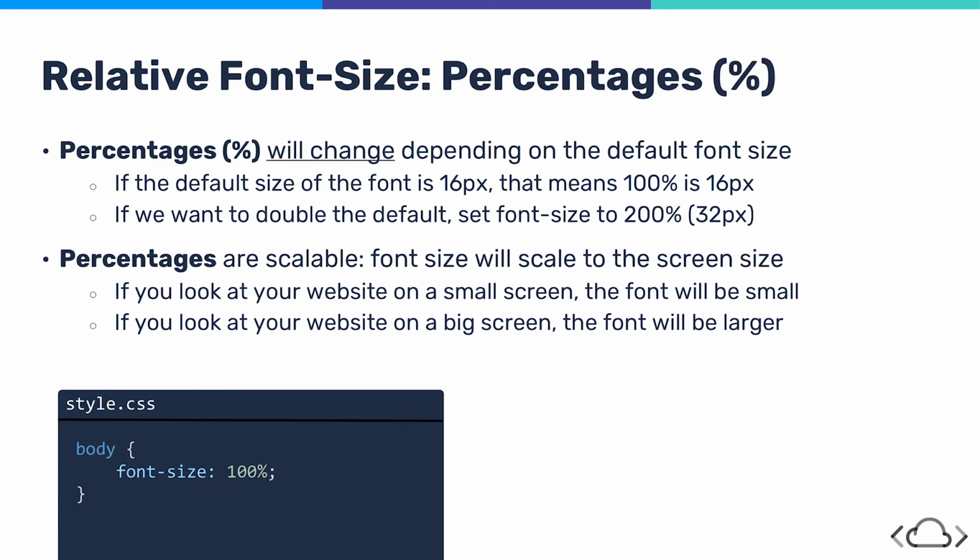Similar to the em measurement, percentages change depending on the default font size. So if the default font size is 16 pixels, which is 100%, then if we tell our code to set the font sizing of a certain element to 200% of that, it will be double that, which is 32 pixels.